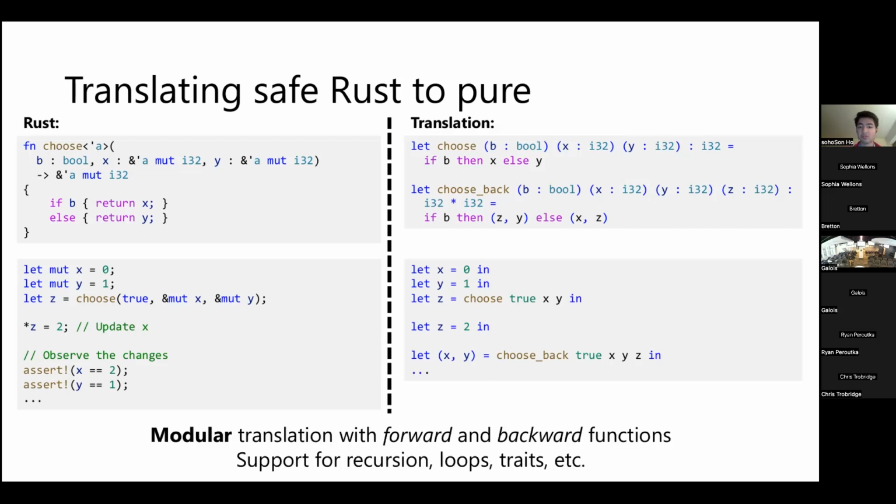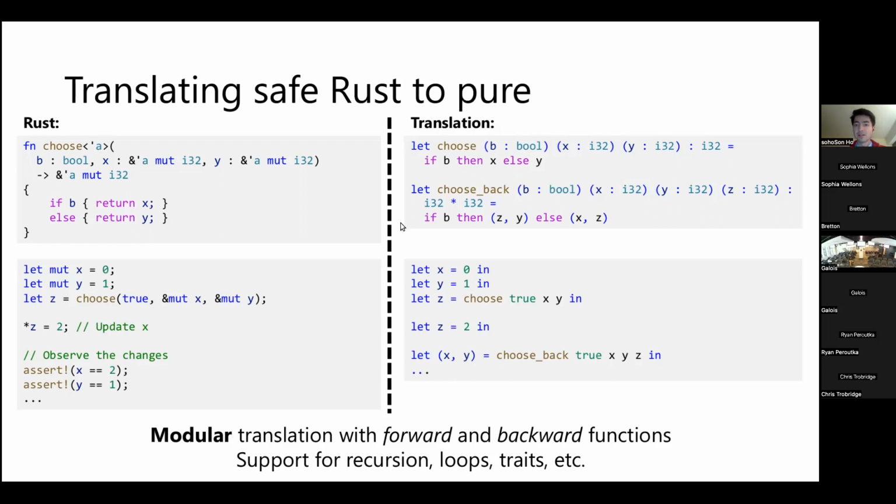Okay, so this is the whole idea of the translation. Whenever we have a function in Rust, we translate it to one forward function, which is used at call site, and a set of backward functions, one per lifetime, which are used to propagate changes back into the environment to take into account the side effects. And in practice, we have support for quite a large subset of Rust with recursive functions, loops, traits, and other things.